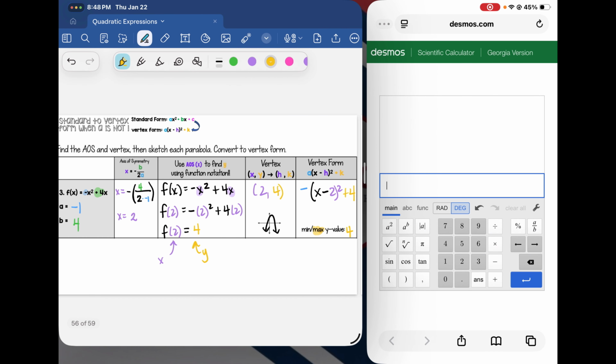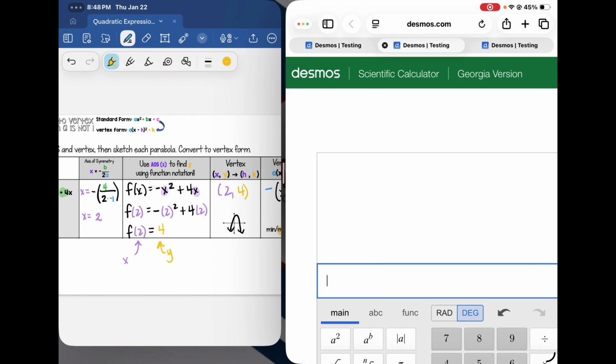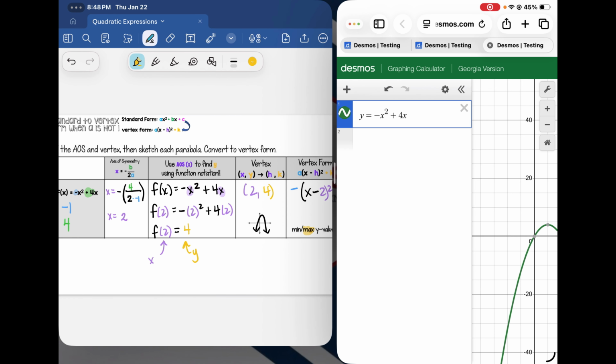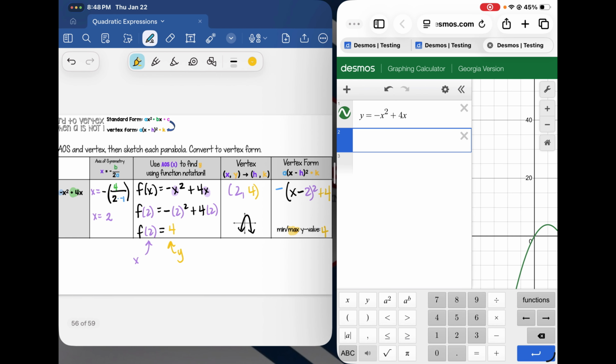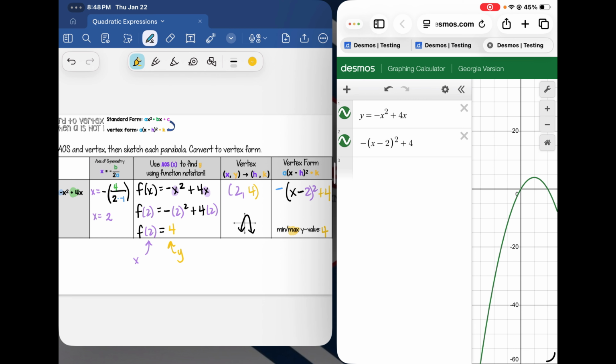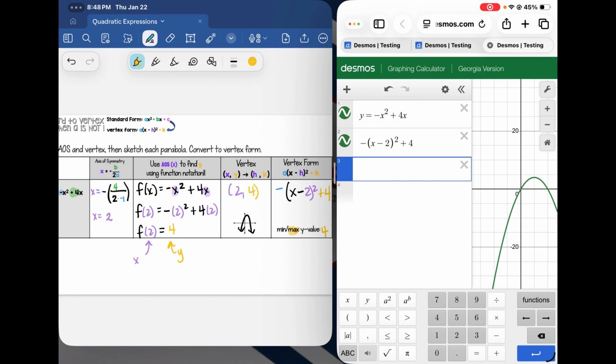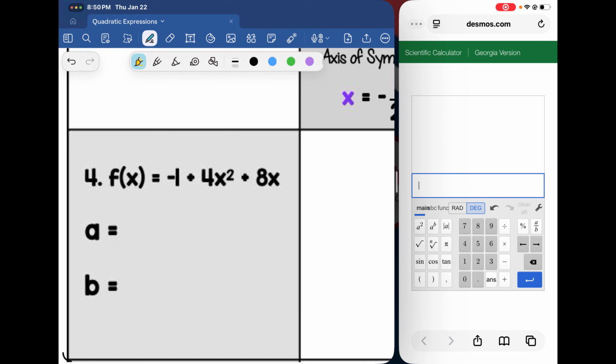So I'm going to go to Desmos to check and make sure we were right. So we got negative times x minus 2 squared plus 4. And yes, they are equivalent. Giving me a vertex of 2, 4, which is what we said. And let's check our axis of symmetry, splitting it down the middle. All right, let's look at our next problem.